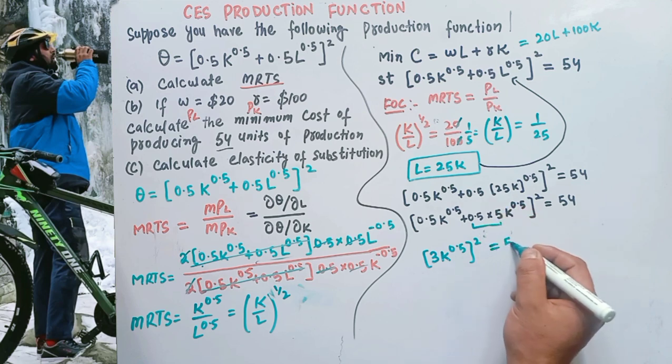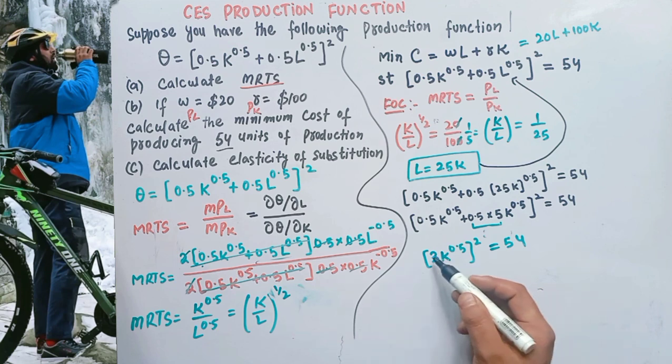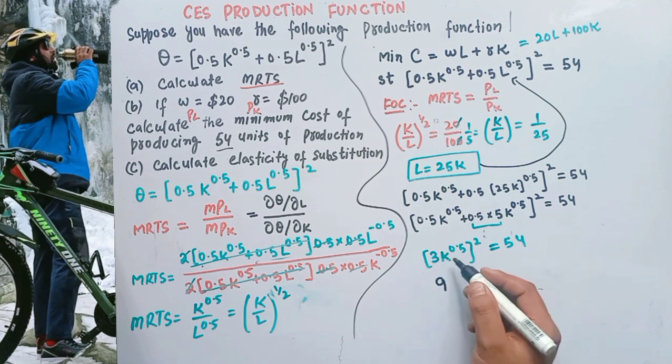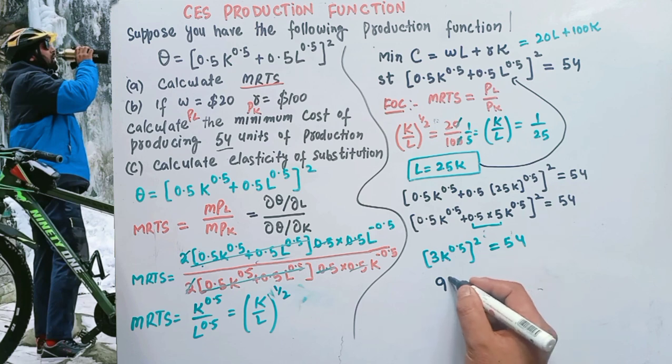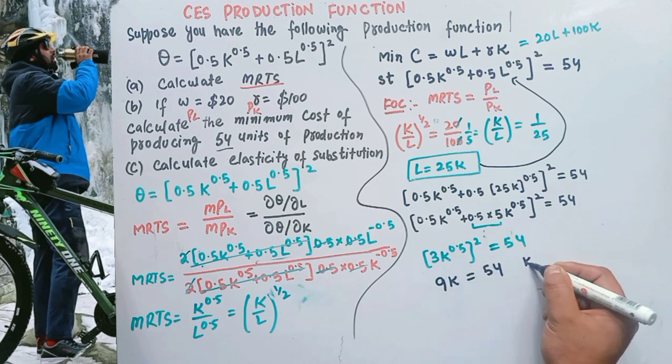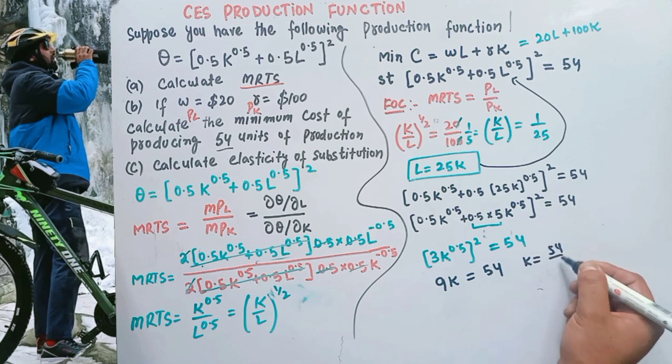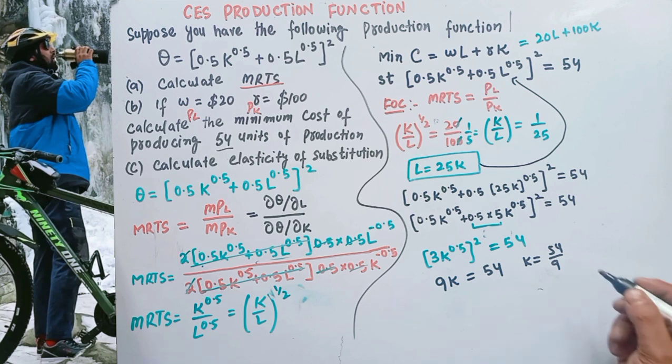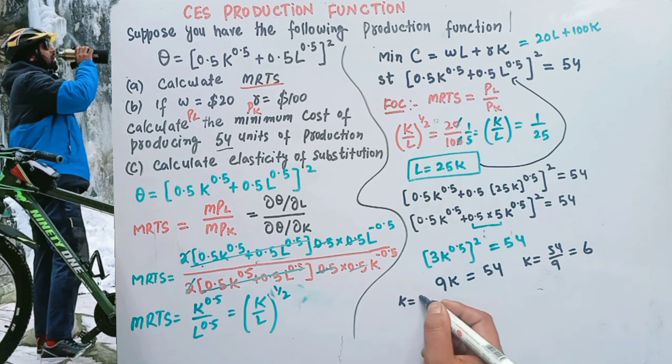is equal to 54. Now, in calculation, 3 threes are 9. The 0.5 and the 2 get cancelled, so we will get 9K equals 54, or K will be equal to 54 upon 9. 9 sixes are 54, so we will get 6. That means the units of capital came out to be 6.